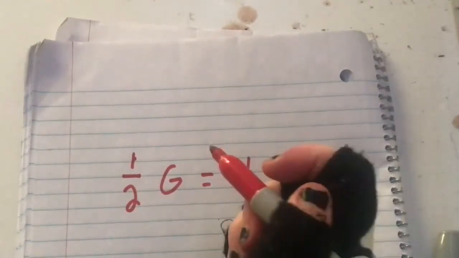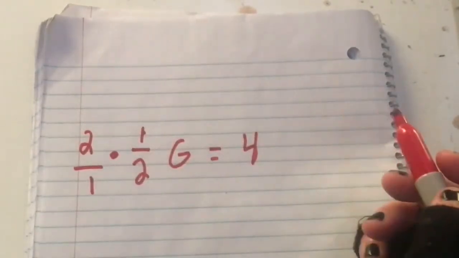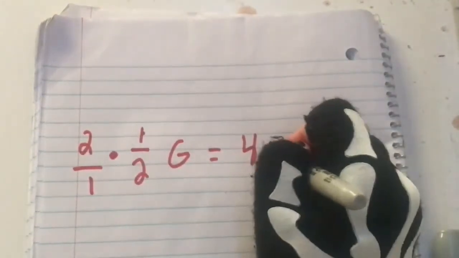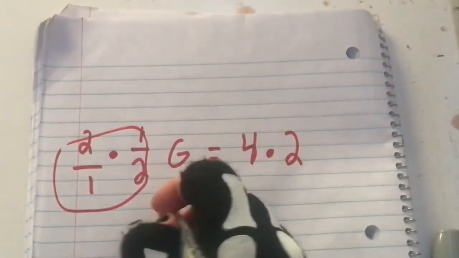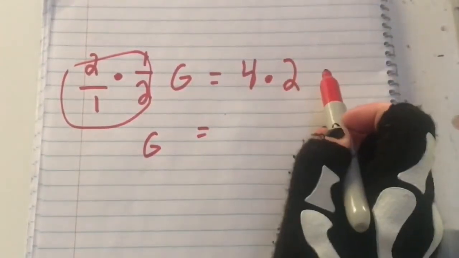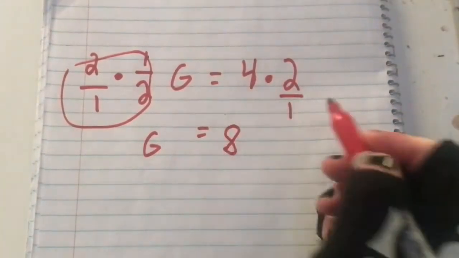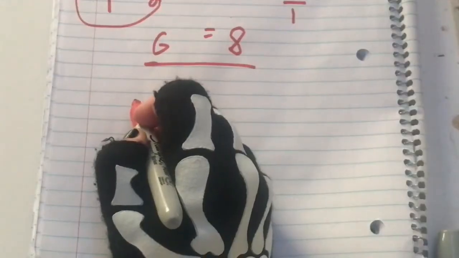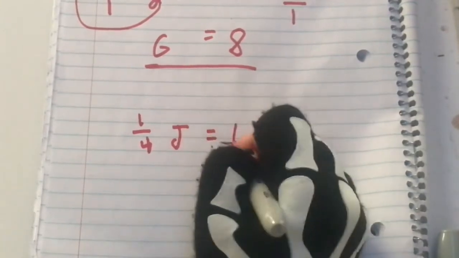Well, what you'd have to do is the opposite of division, 1 over 2, and you would do the opposite, 2 over 1. And as you know, 2 over 1 is the same as 2, so times 2. This right here, it cancels each other out, so you can just put g equals, what's 4 times 2? Or 4 times 2 over 1, it's 8. So g equals 8.